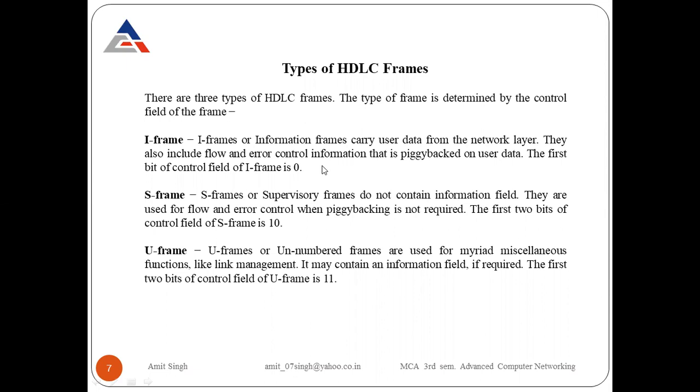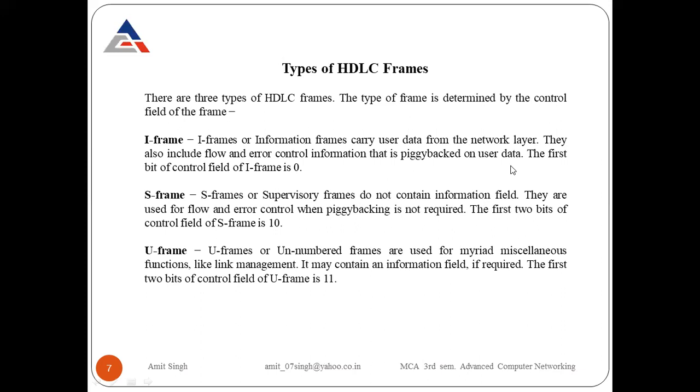So we have three different types of frame: the first one is the I frame, then the S frame, then the U frame. Let's start with the first frame, that is I frame. I frame, or the information frame, carries the user's data from the network layer. It can also include the flow and error control information that is piggybacked on the user's data, in which flow the data is traveling from sender to receiver and how we can control the error.